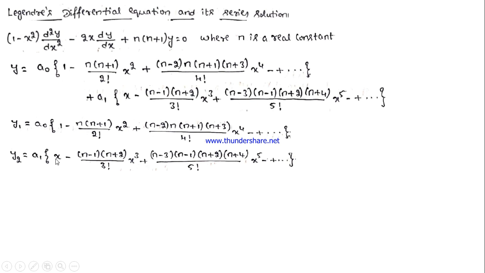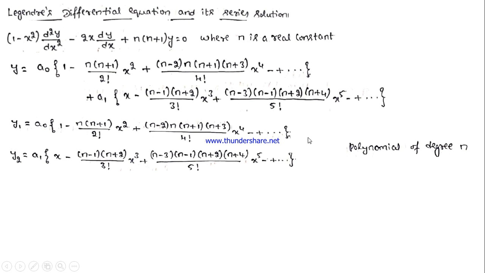It is a polynomial of degree what? 1. If I take n is equal to 3, from here onwards all the terms are 0, so it becomes a polynomial of degree 3. That's good. So which means that even in this case you can note that if n is a positive integer, y1 and y2 both represent a polynomial of degree n.